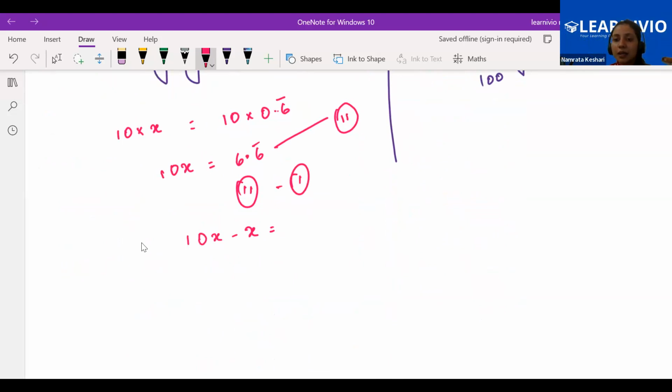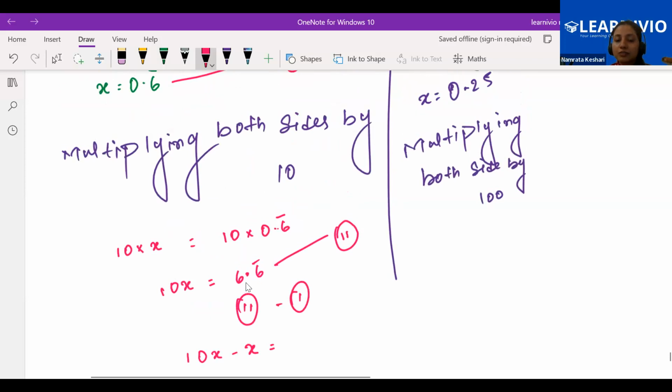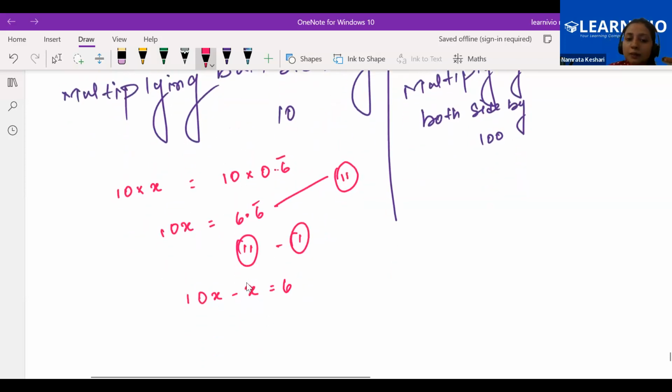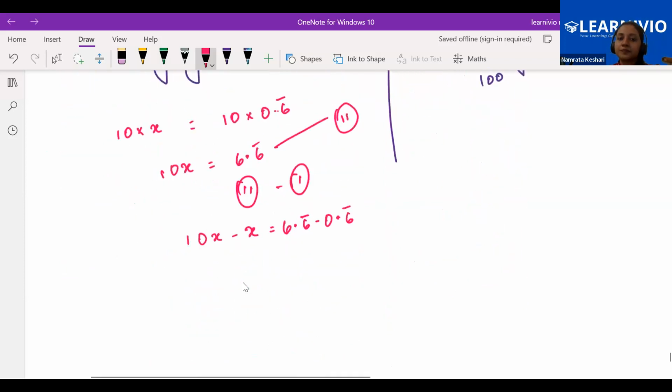Ayan and Sarah, am I making sense to you? Yes. Now the right hand side of equation 2 is 6.6 bar and the right hand side of equation 1 is 0.6 bar. Getting it? Yes, ma'am. Now 10x minus x is 9x, and you tell me 6.6 bar minus 0.6 bar is what?